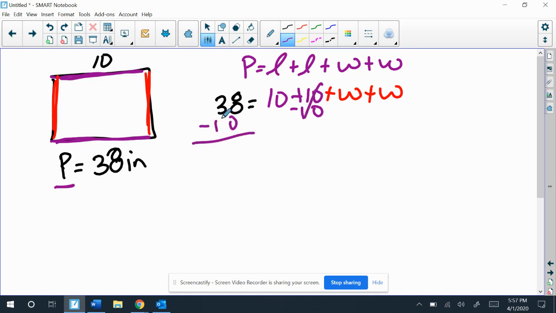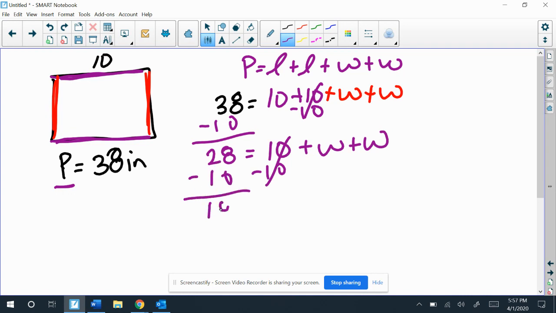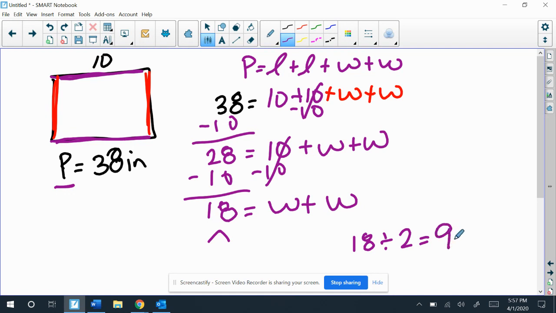38 subtract 10, I get 28. I'm going to rewrite this so I know what I have. Well, I still have one more 10, so I got to take that out too. I now have 18 and still 2 missing parts. I know 18 is for both of those, so I'm going to split that up into 2. 18 divided by 2 is 9. So 9 inches is my missing side.